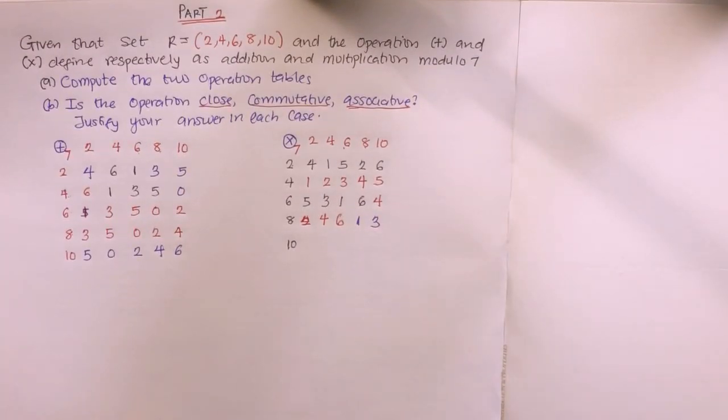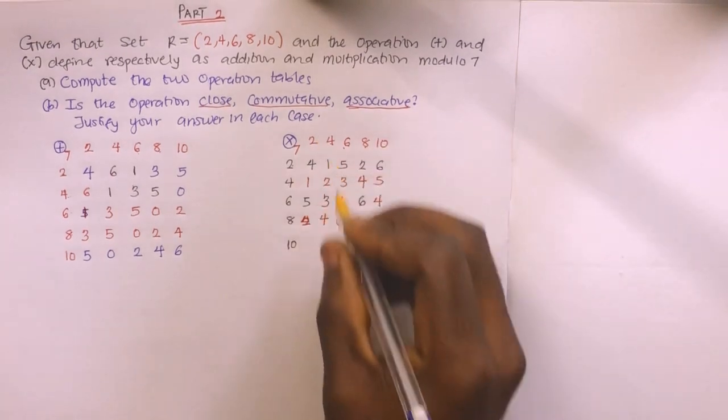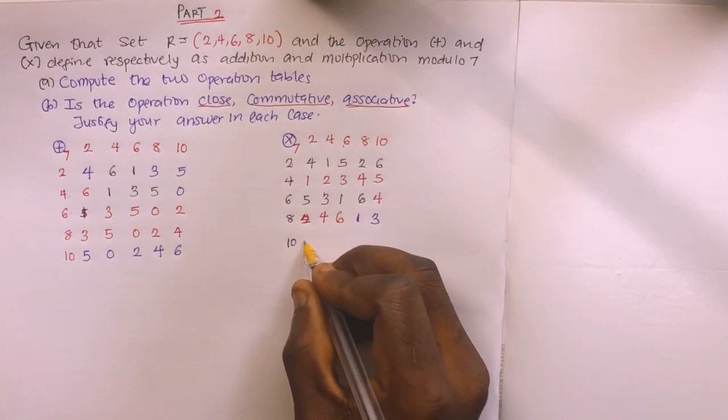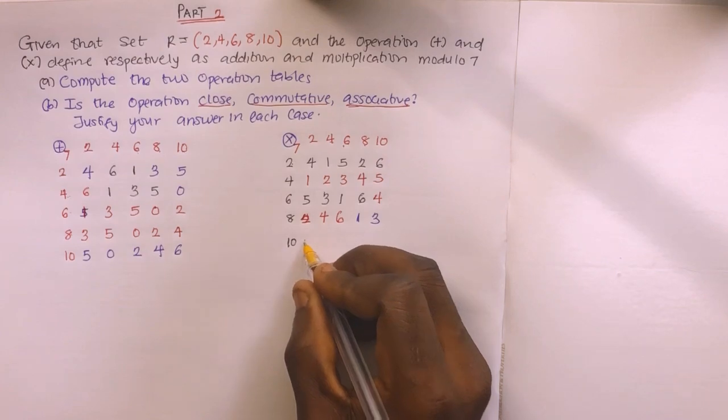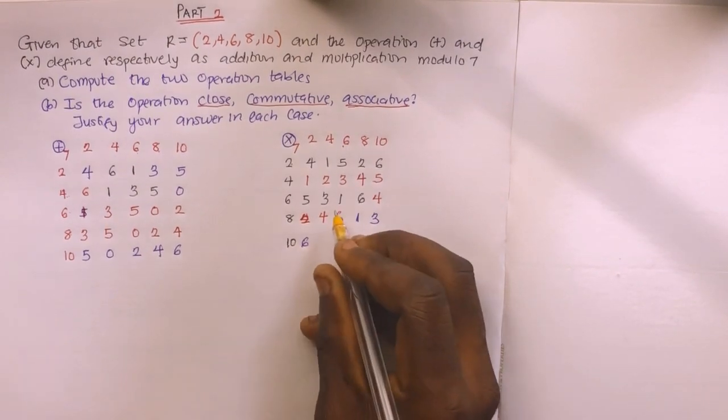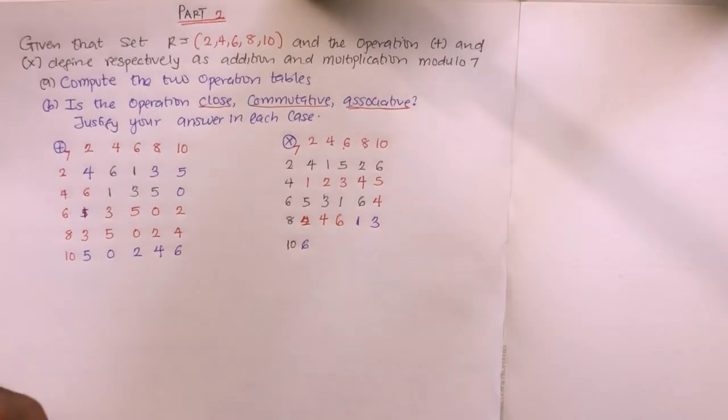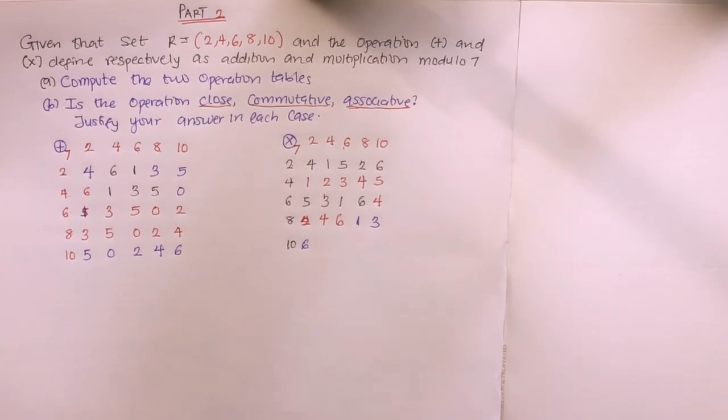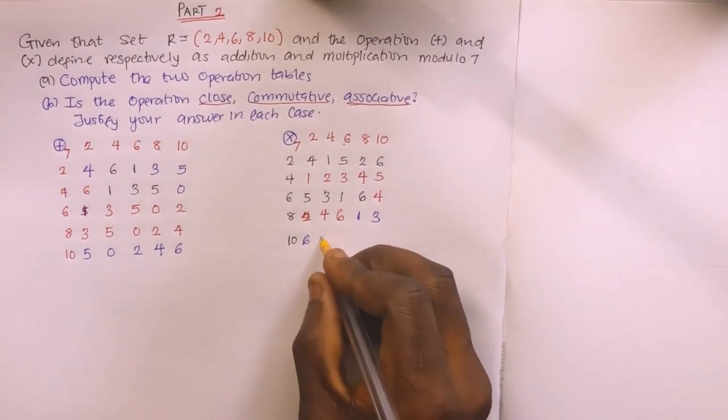Then 10 star 2. 10 star 2 is 20. Then we should have something like 14. This one should give me 6. 10 star 4, that's 40. We should have something like 7 times 4, which is 28, times 5, that's 35. We should have 5 here.